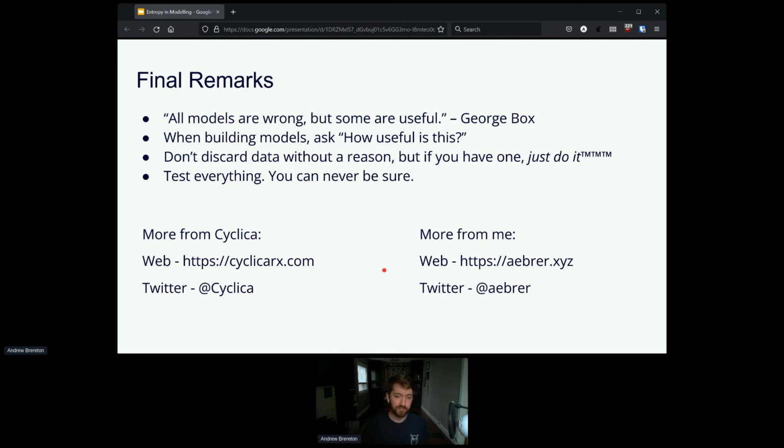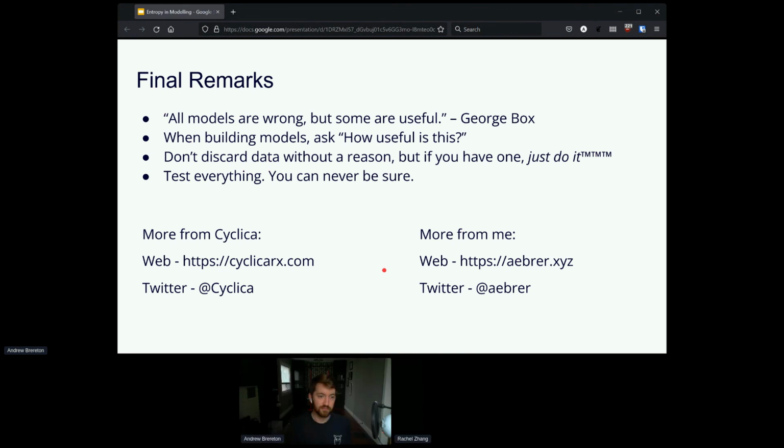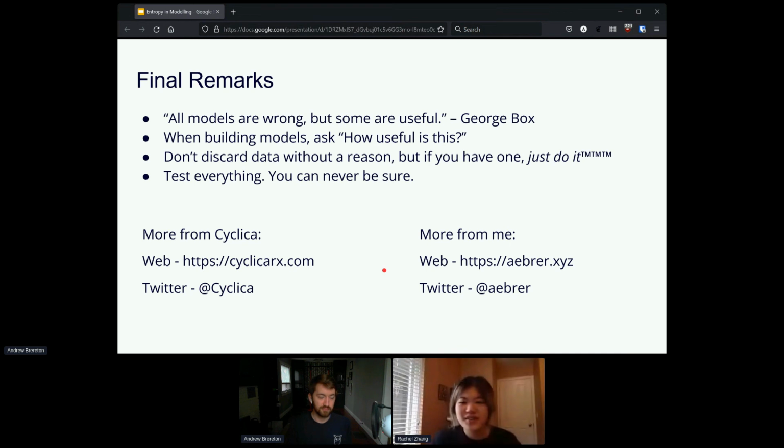Perfect. Awesome. Thank you, Andrew. I found this conversation and this presentation really interesting, and it left me with some considerations about entropy in modeling.